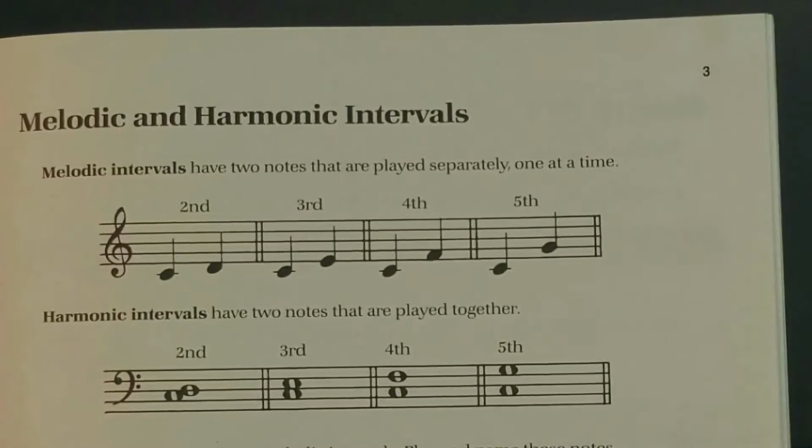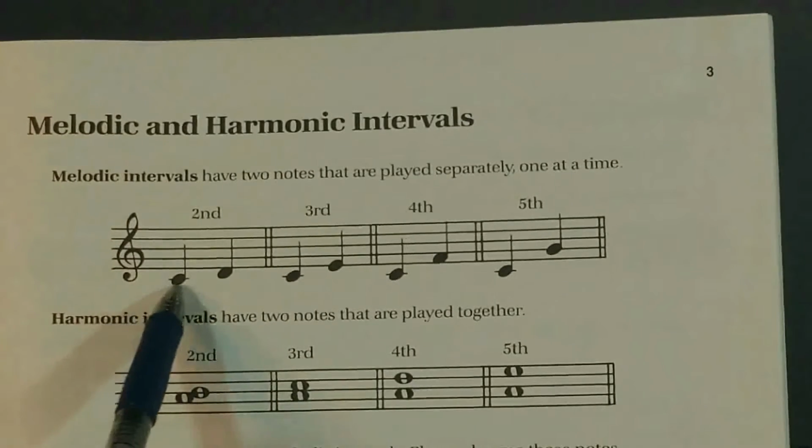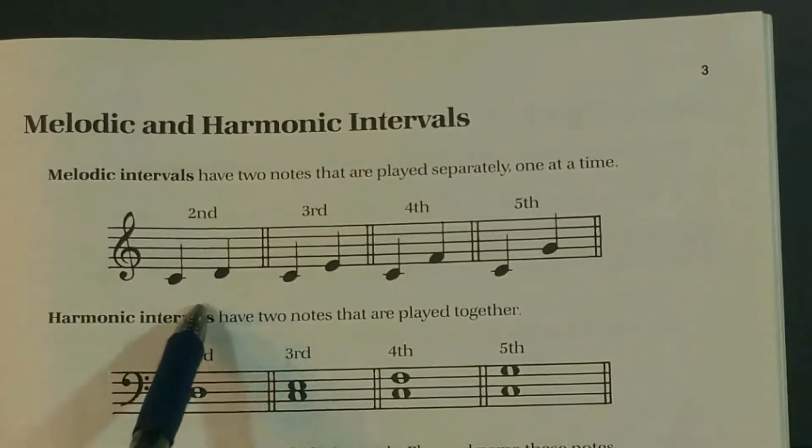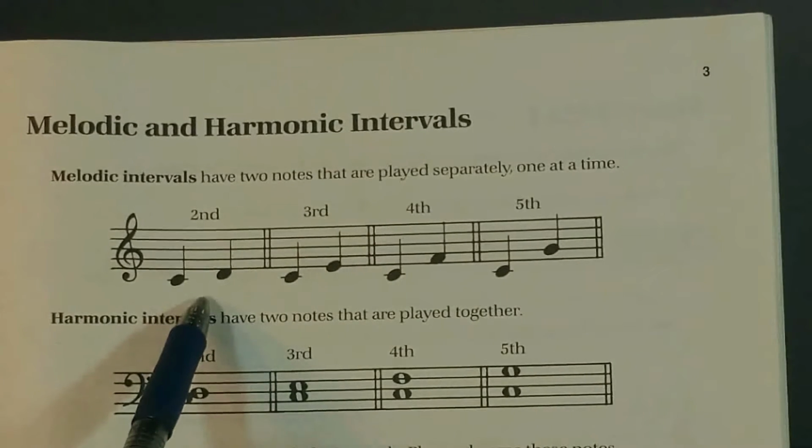Let's talk about melodic and harmonic intervals. Melodic intervals have two notes that are played separately, one at a time. We are in the treble staff here, and from C to D is the melodic second, and these notes are next to each other on the staff.